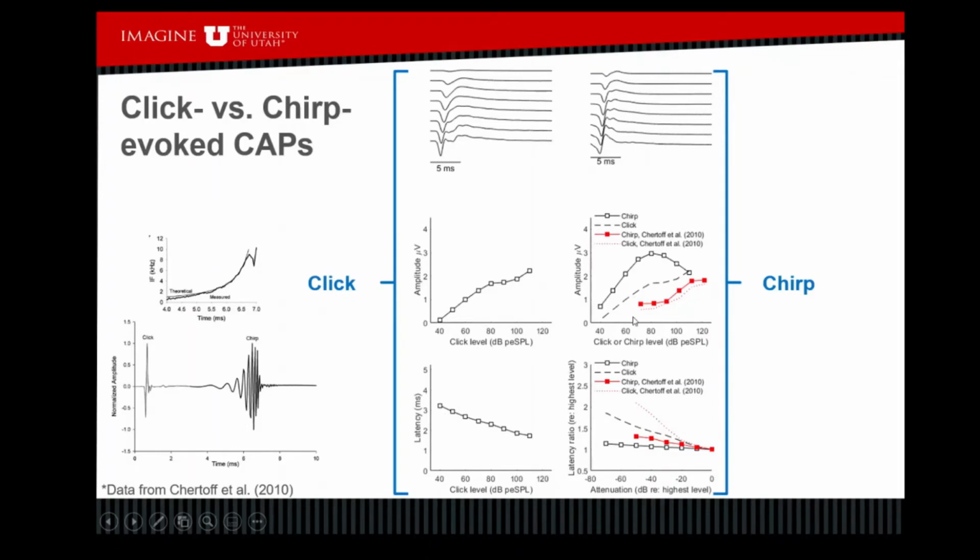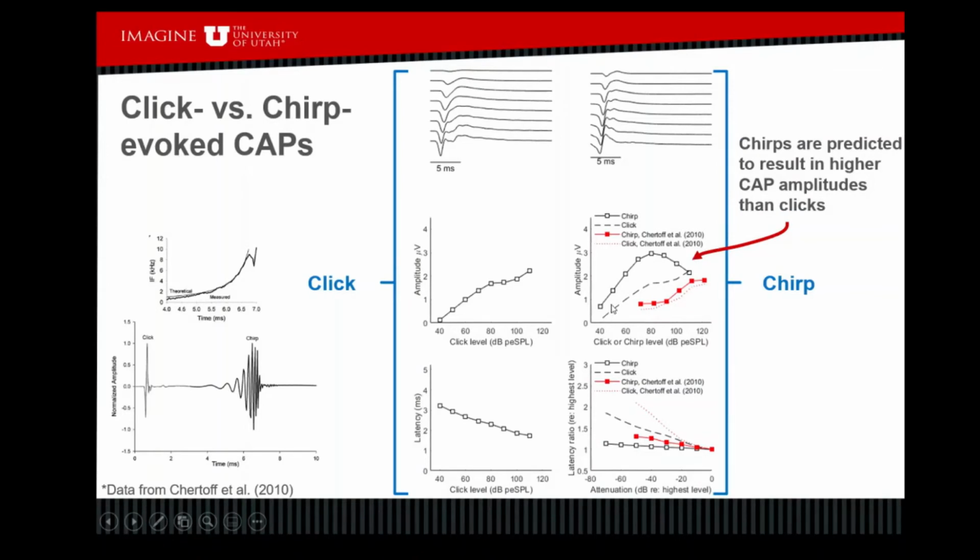The red curves here on the top and the bottom figures are the measured amplitude and latencies from human subjects reported in Chertoff et al. 2010 for the CAPs that are elicited by chirps and clicks. We see that the model is qualitatively similar to the human data and that we see a larger amplitude in the case of the chirp.